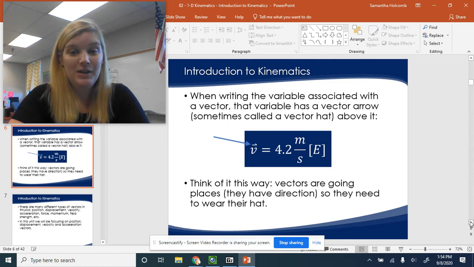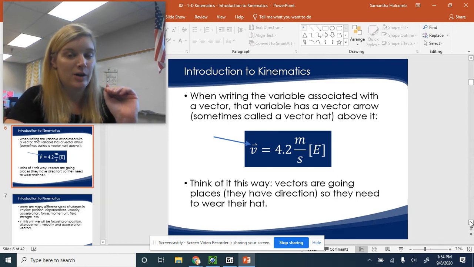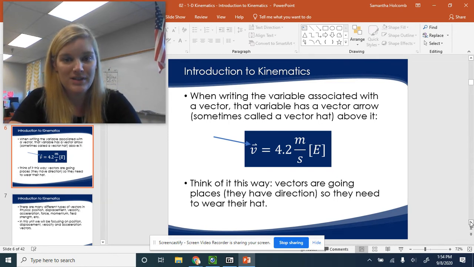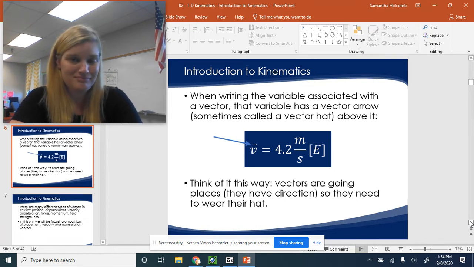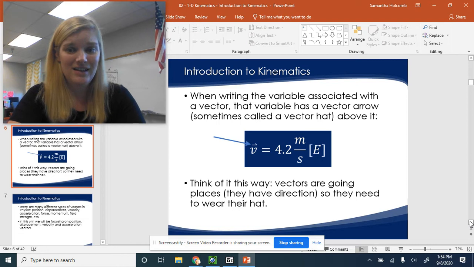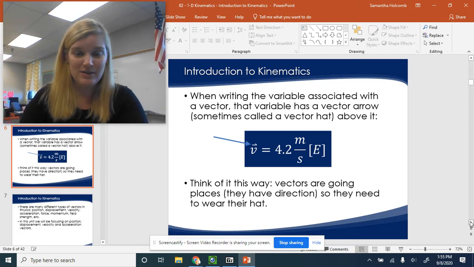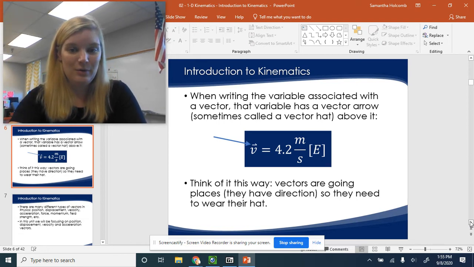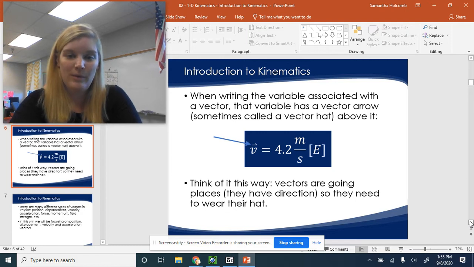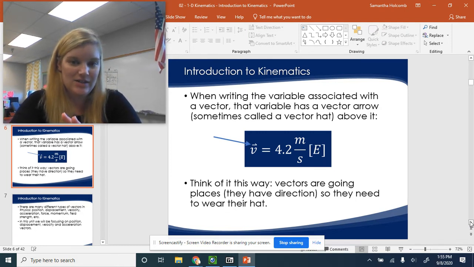When we write it, you're going to put this little half arrow on top of whatever variable you're using. These slides are going to call it a vector hat, so we're just going to go with it because there are a lot of really great weird puns I can do to make you remember that. So we're going to look at this V with the arrow on top of it as wearing its little vector hat. And that's telling us the velocity in vector form is 4.2 meters per second heading east.